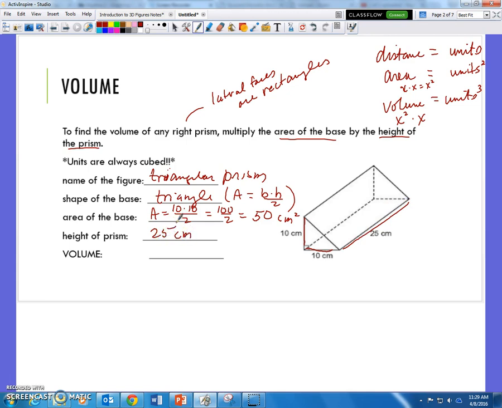All right, and so to find the volume, we take our area times our height. 50 centimeters squared times 25 centimeters, and as you can see, I have 1, 2, 3 centimeters, so it'll end up being to the third power, which is good because our volume is always going to be to the third power. 50 times 25. I know that 50 times 25 is 1250. So I know we got 1,250 centimeters to the third power. 1, 2, 3. Okay, there's the volume.